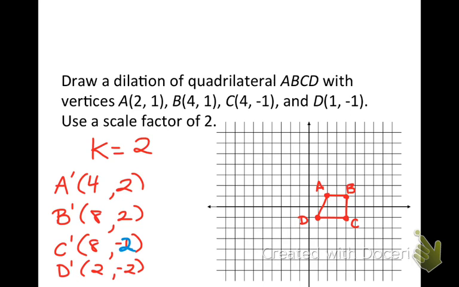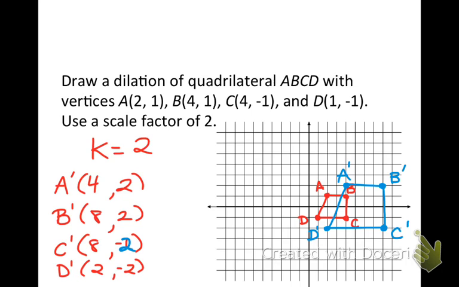All right, so 4, 2. 1, 2, 3, 4, and up 2. Puts A prime there. 8, 2: 4, 5, 6, 7, 8, and 2 puts B prime there. 8, negative 2 gives us C prime. 2, negative 2 gives me D prime, and then connect. And it's okay that they're overlapping. So we just did an enlargement.